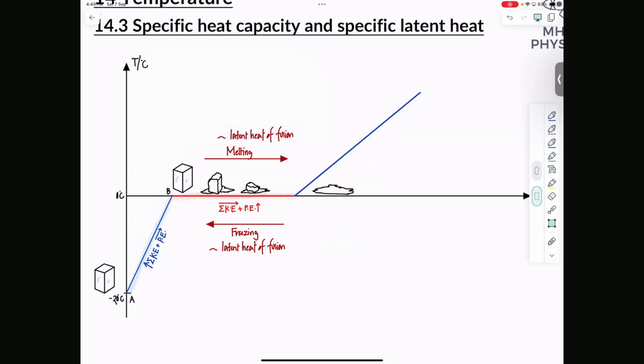Because now, what are we heating? A solid or a liquid? Liquid, right? And is heating liquid easy or difficult? Difficult, right? So wouldn't it take longer time for the same rise in temperature?